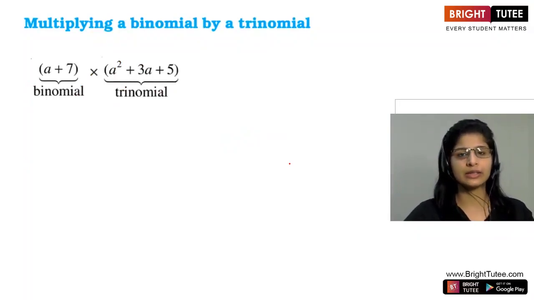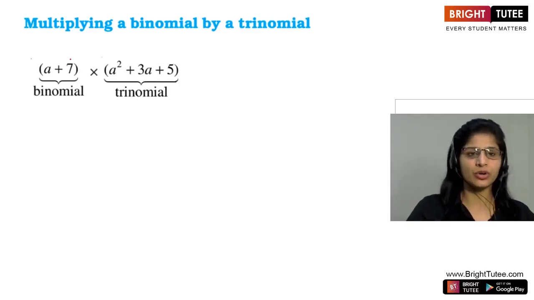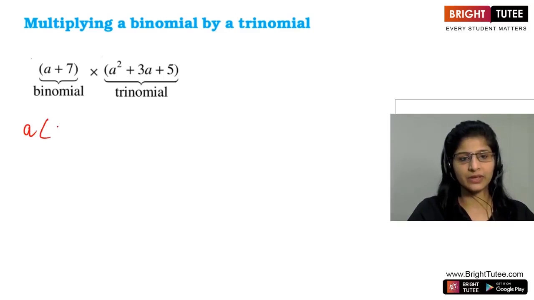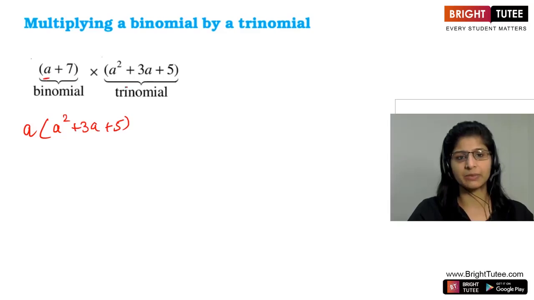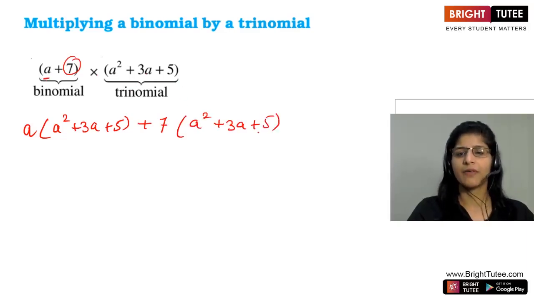Here we are going to learn how to multiply a binomial by a trinomial. As I told you in the starting itself, each term of the first polynomial will get multiplied with each term of the second polynomial. So first of all, a will get multiplied with a square plus 3a plus 5. That means the first term will get multiplied with all the terms. Then the next term, 7, will get multiplied with all the terms, a square plus 3a plus 5.